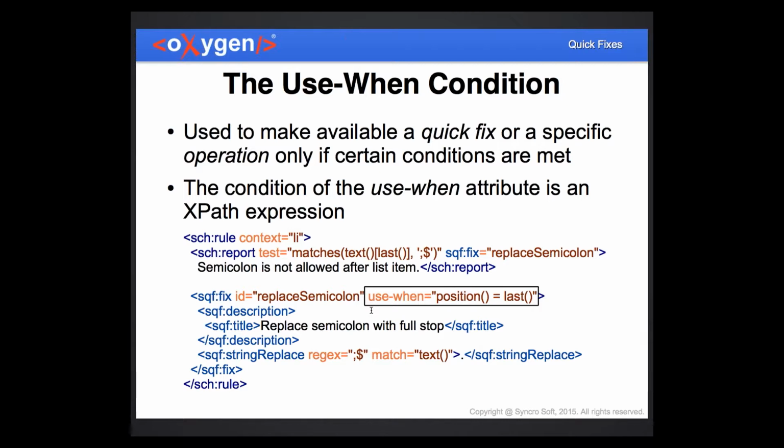Like here, I think it's an example where only if the semicolon is the last entry, I think it will be replaced. Although the li is the last li. Sorry. Context is li. Yes. Yeah, I know. Probably it's not the best example here.